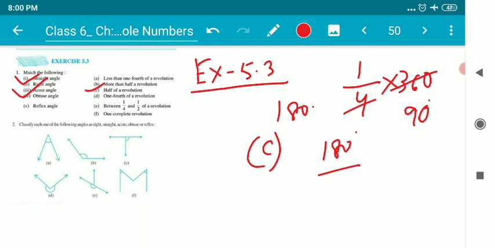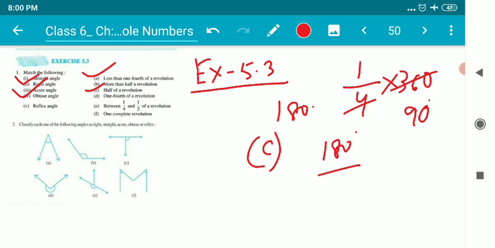Acute angle. Acute angle means lesser than 90. Lesser than 90 means lesser than one fourth of a turn, because one fourth means only 90 degrees. So lesser than 90 degrees means lesser than one fourth of a turn. That means option number A.